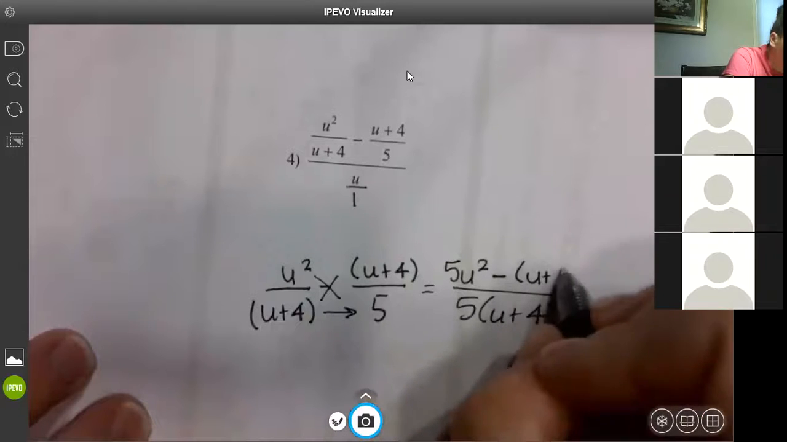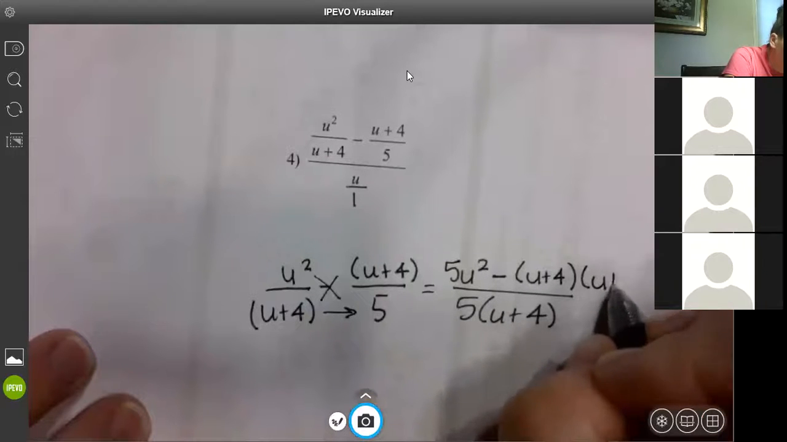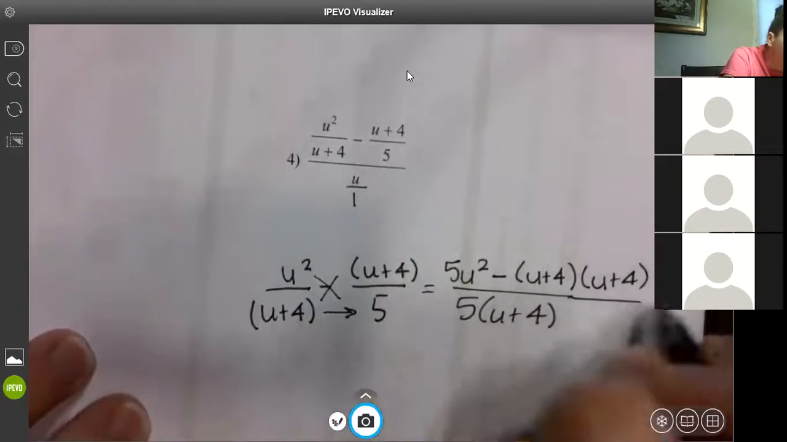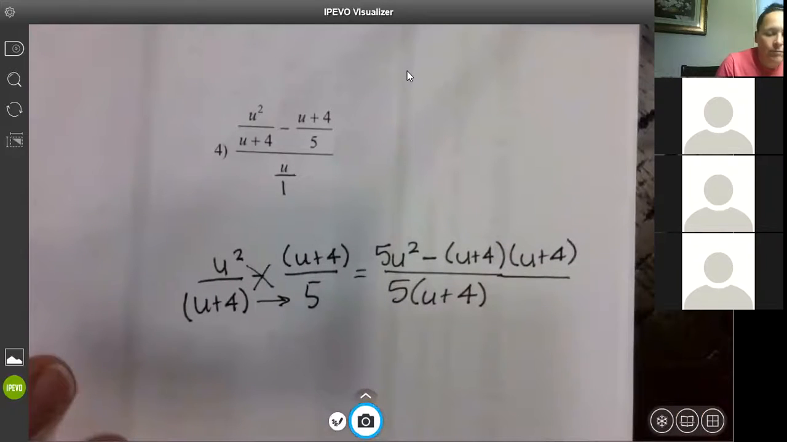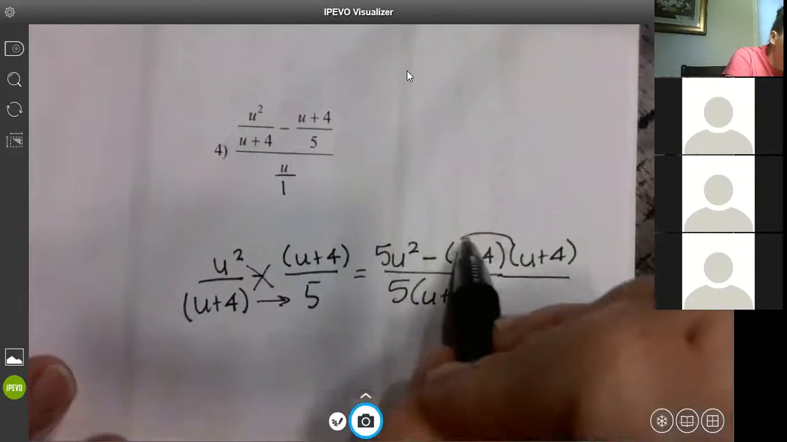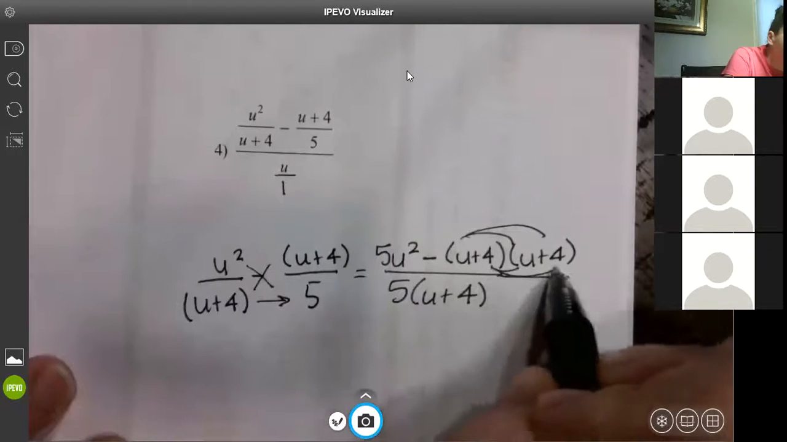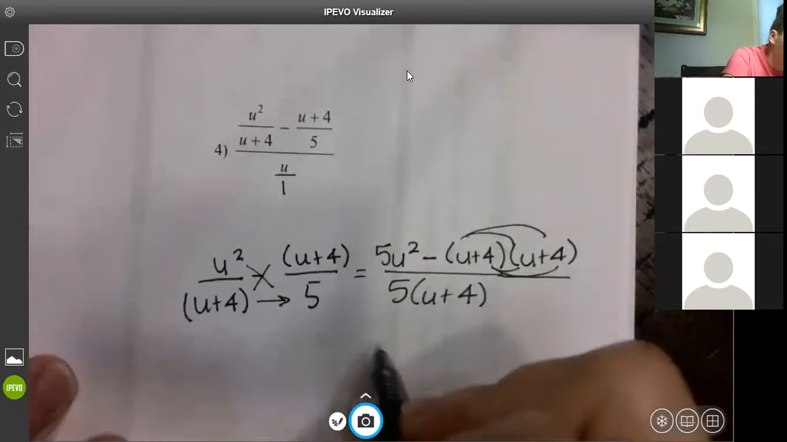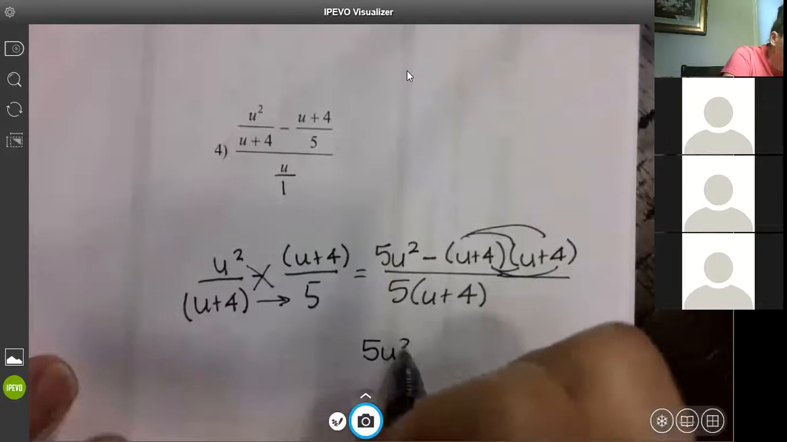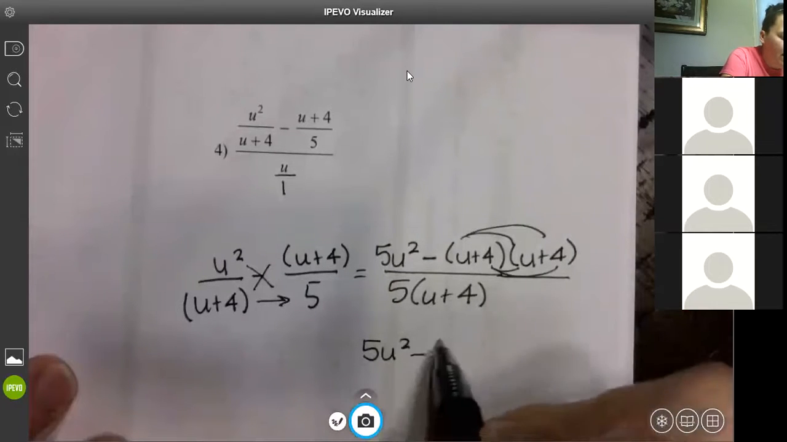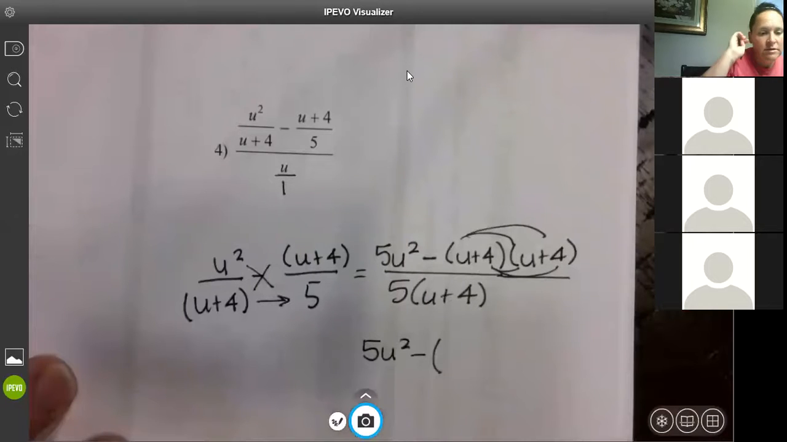And then we have u plus 4, u plus 4. We need to clean up the top. So we're going to distribute this, double distribute. Y'all tell me if I go too fast. We get 5u squared. Leave that minus for a minute. Leave that minus. This is where you'll mess up. Do all your multiplication and then distribute your minus.